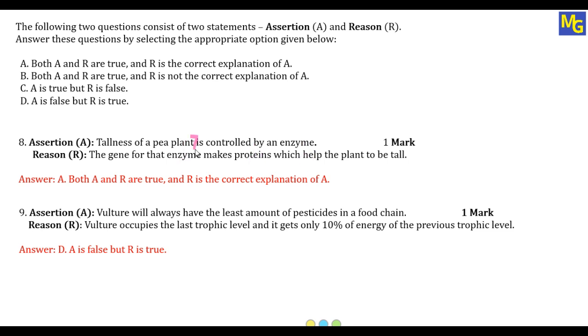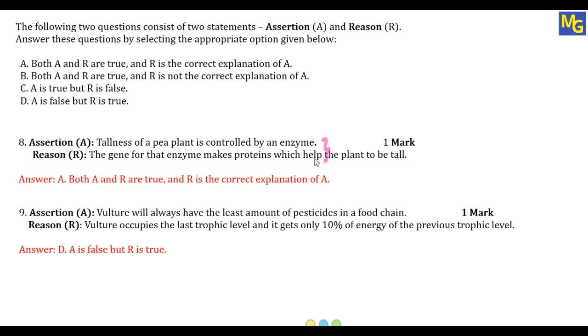Sorry, assertion is correct and reason is correct for this assertion. So what can I answer? Option A, that is both assertion and reason are true, and R, that is reason, is the correct explanation of assertion. Whenever you solve such type of question, it will be tricky, but understand, see the relation between the two and then try to write the answer.